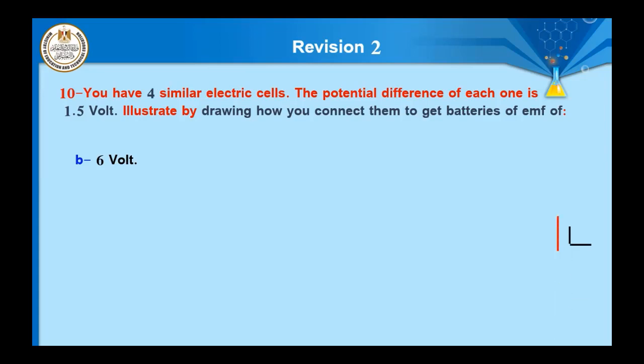The first dry cell, positive pole of the first connected to the negative pole of the second. Positive pole of the second connected to negative pole of the third. Positive pole of the third connected to the negative pole of the fourth. And the negative pole of the first represents the negative pole of the battery. Positive pole of the fourth represents the positive pole of the battery. 6 volt: 1.5 plus 1.5 plus 1.5 plus 1.5 equals 6 volt.